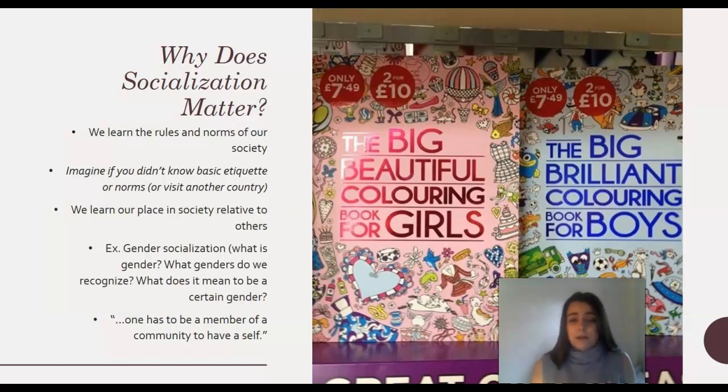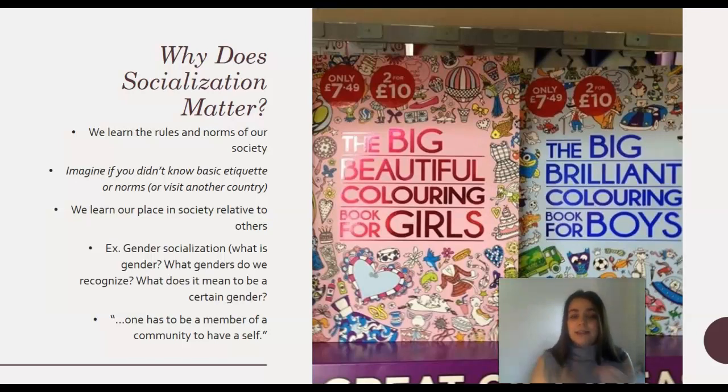Did you grow up in a household where men and women were the only genders, or did you grow up in a household where lots of different genders were talked about? What does it mean to be a certain gender? If you're a young girl, how are you being raised? What are your parents telling you about being a young girl? Are they buying you lots of princess stuff and enrolling you in ballet?